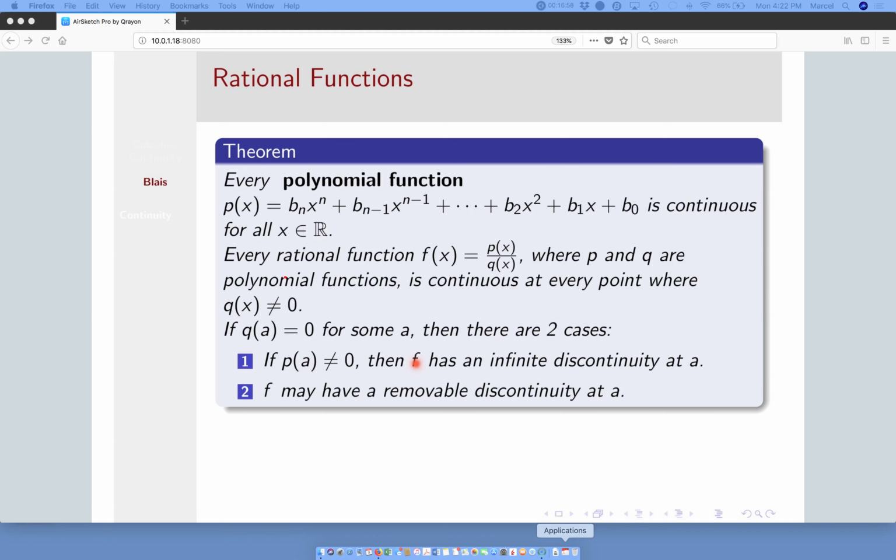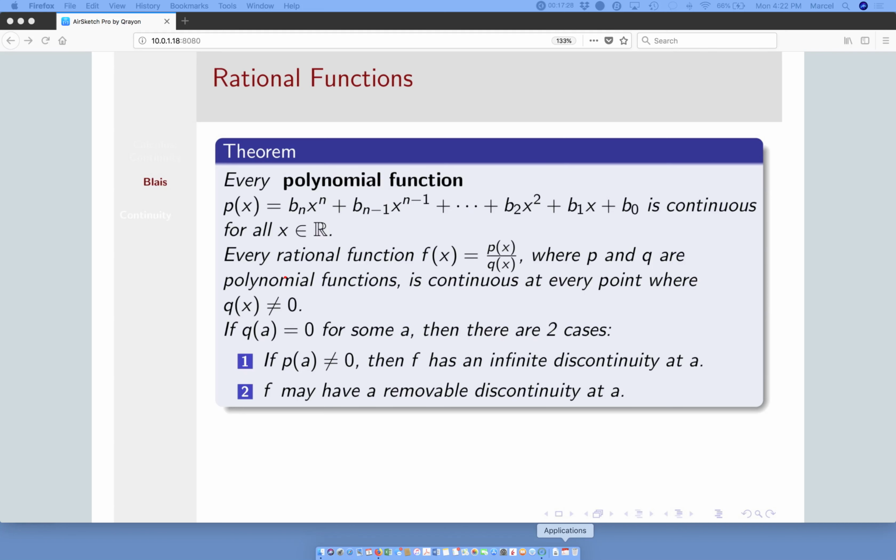But that's one possibility. If the numerator is something non-zero and you have a value that makes q 0, then you have an infinite discontinuity. The other possibility is you have a removable discontinuity, or a hole. So you'll have one of two types of discontinuities: infinite discontinuity or a hole if this denominator is 0. You won't have a jump.